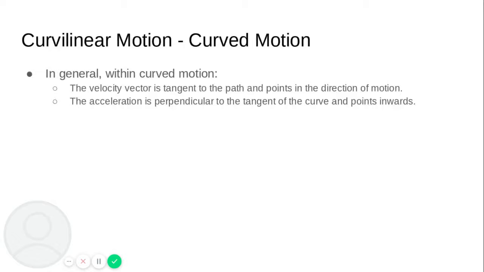This isn't always the case. Sometimes there can be acceleration that is tangent to the path, such as, for example, a rocket taking off horizontally. It would have acceleration from its engines and also acceleration due to gravity.